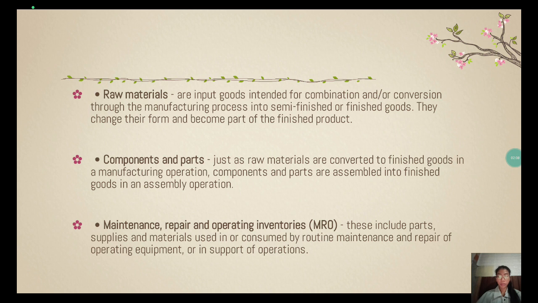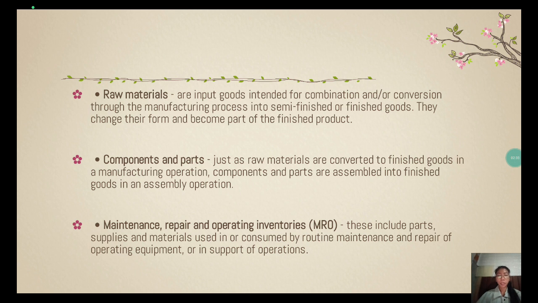Raw materials. It is the input goods or inventory that a company needs to manufacture its product, components, and parts. Just as raw materials are converted to finished goods in a manufacturing operation, components and parts are assembled into finished goods in an assembly operation.